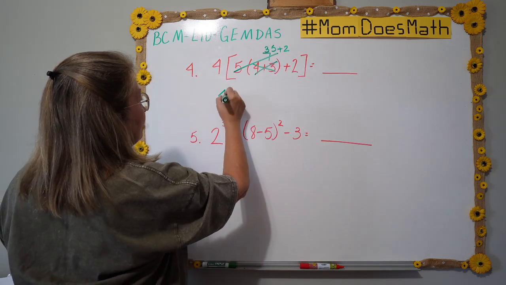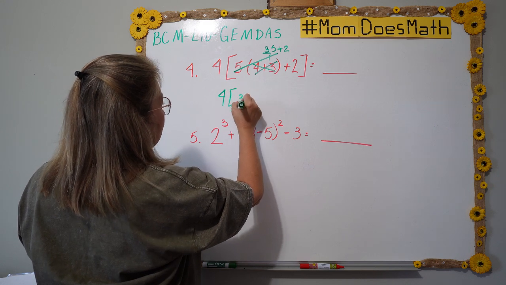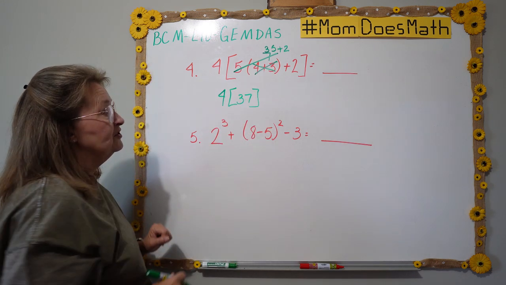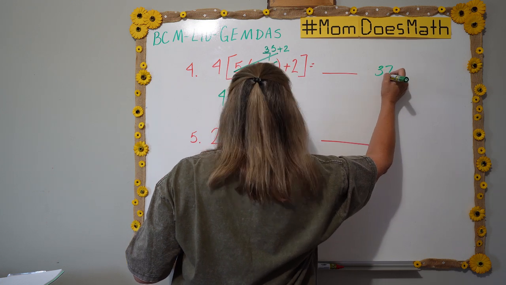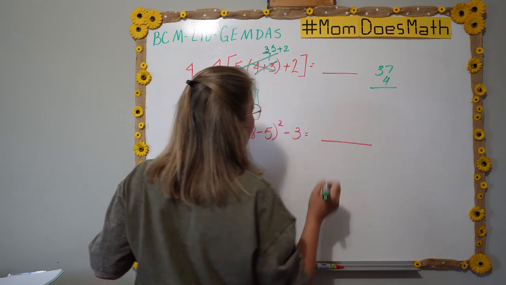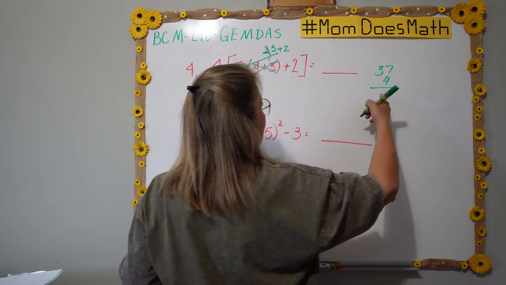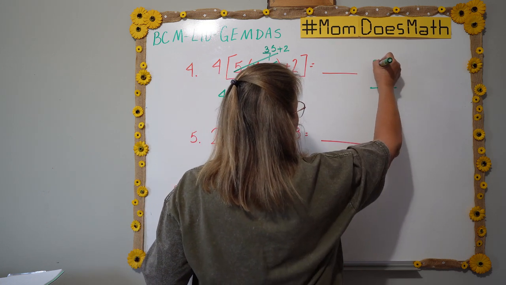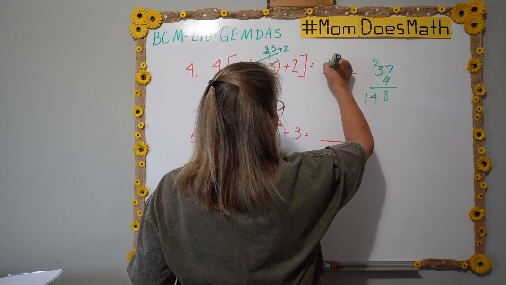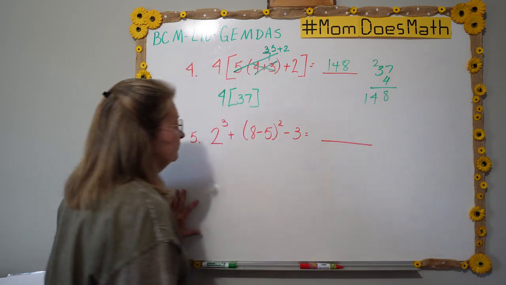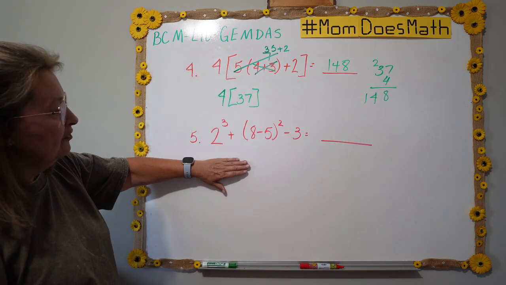So what I have now is 4 times 37. All right, what is 4 times 37? Well, if you're on the section where you can't use a calculator, you're going to have to multiply it. 7 times 4 is 28, carry my 2, and 4 times 3 is 12, 13, 14. So that's 148. All right, let's go to number 5.